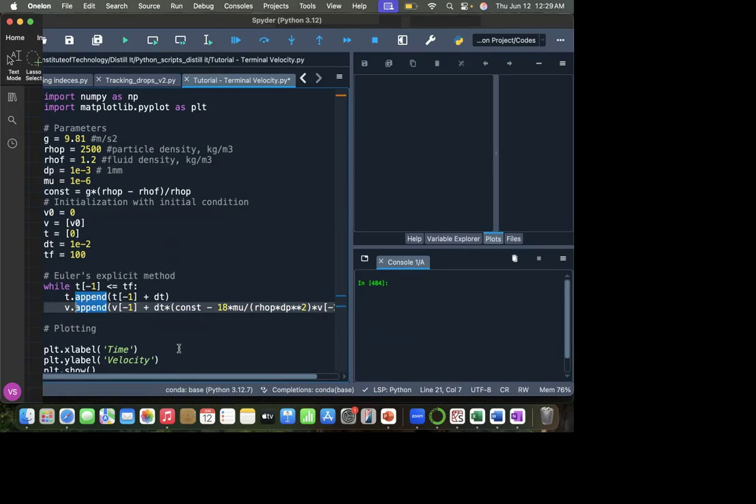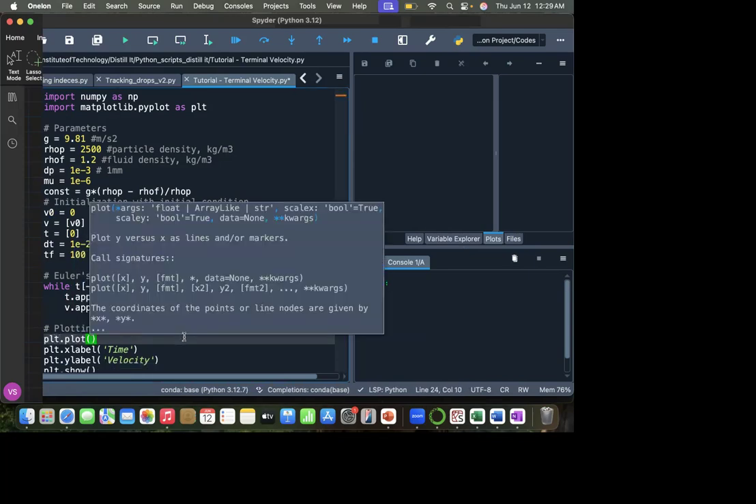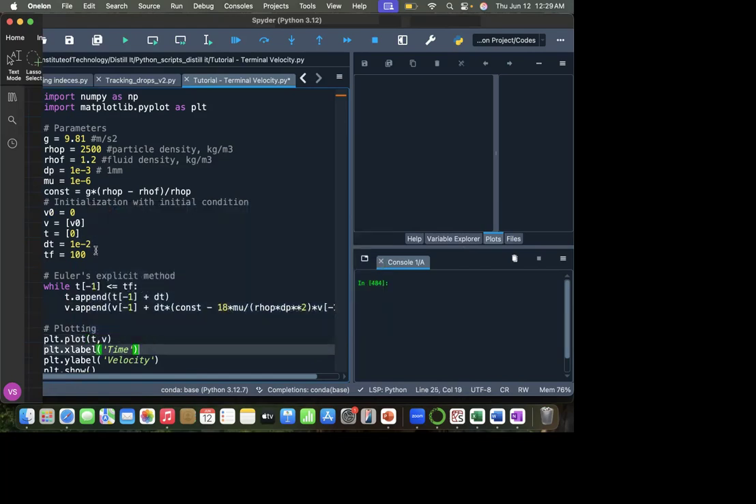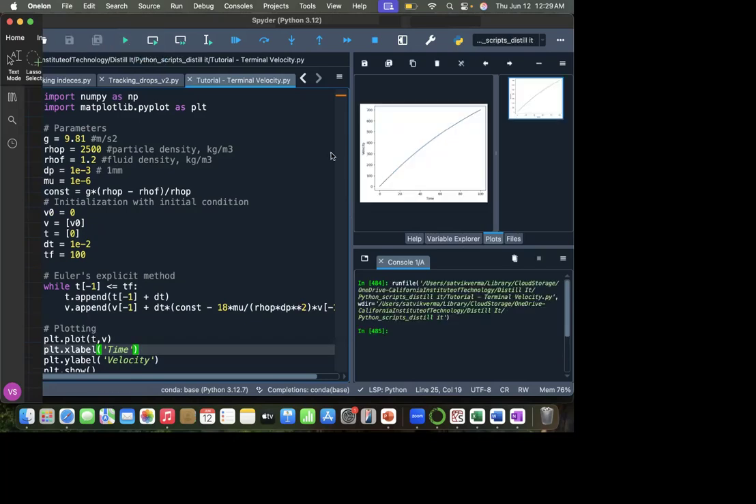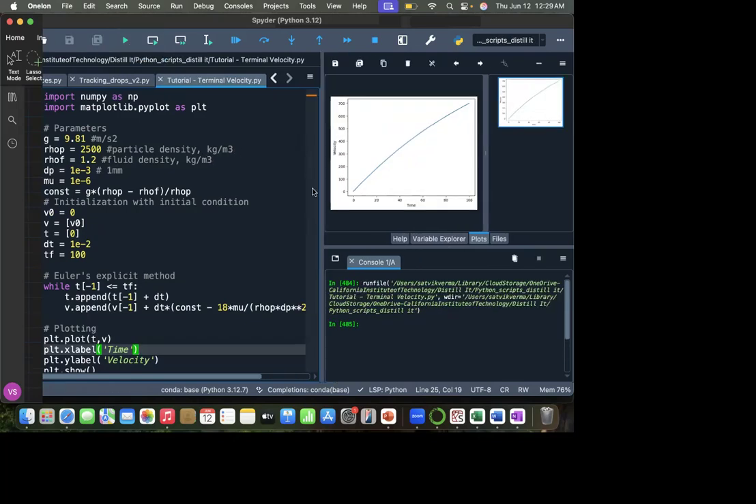And now that we have the time as well as the velocity arrays, let's just plot this. So plt dot plot t comma v, right? And the x label is time, y label is velocity. Let's just see what happens. So now as you see, this is where it is going. Let's maybe evaluate the terminal velocity.